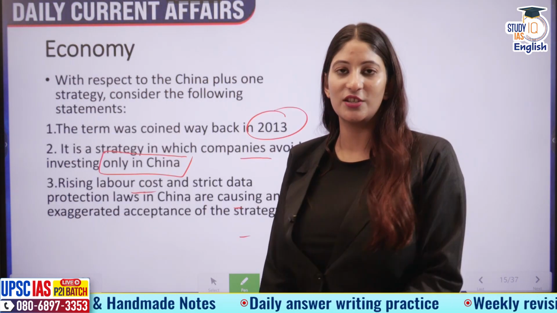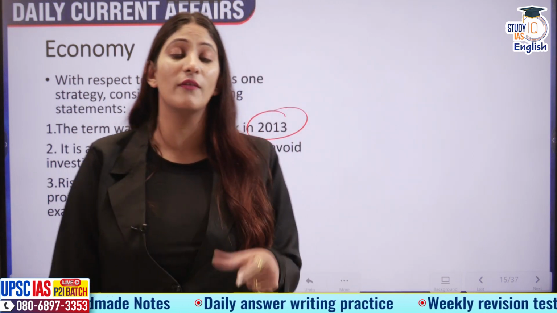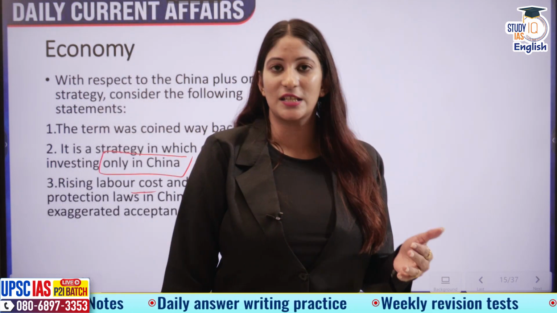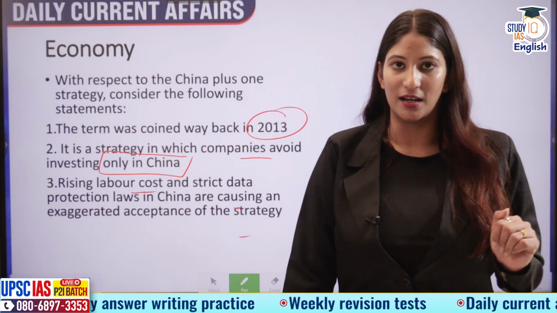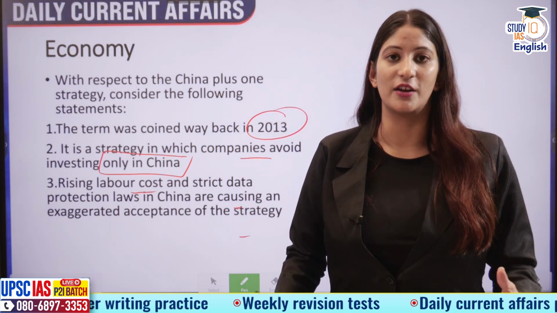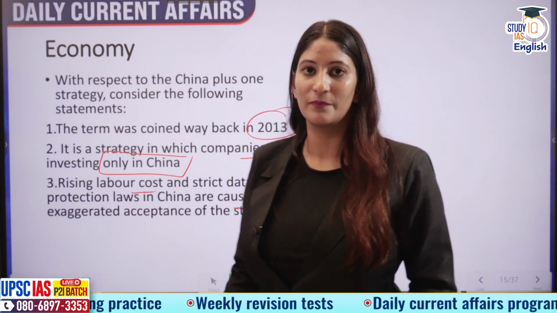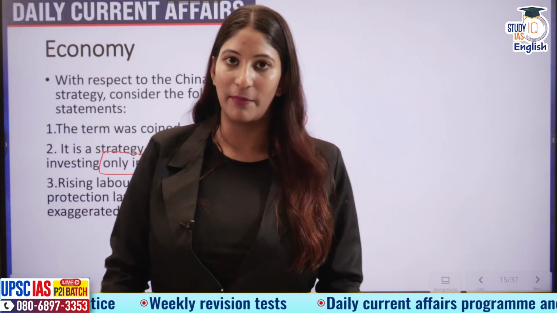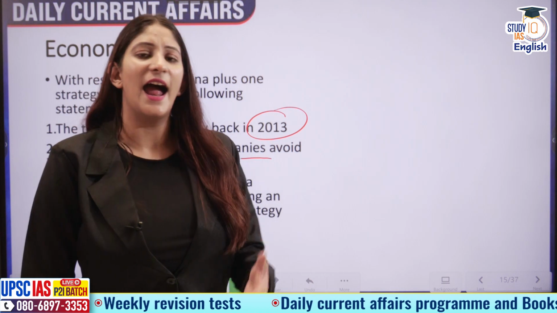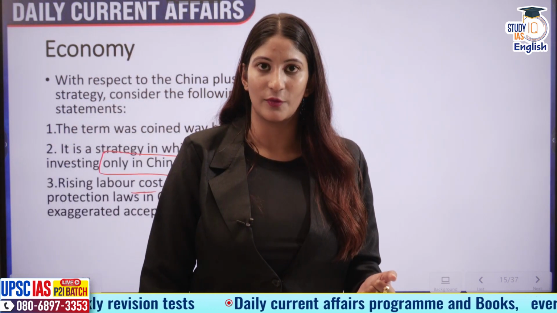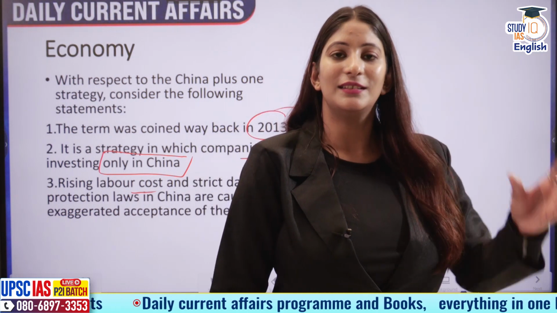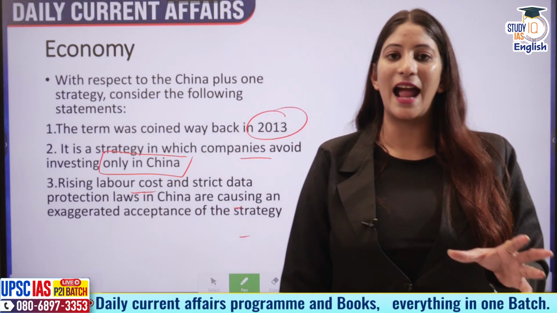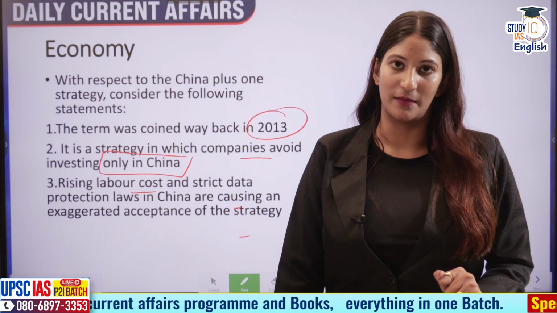China Plus One strategy means diversification of supply chains and investment hotspots. If we talk about 30 years back, China was a huge market. China started becoming a huge market. It had skilled manpower that was being provided at a very low wage rate. Also, people were very enthused to work. The data protection laws were not as restricted as they are today.